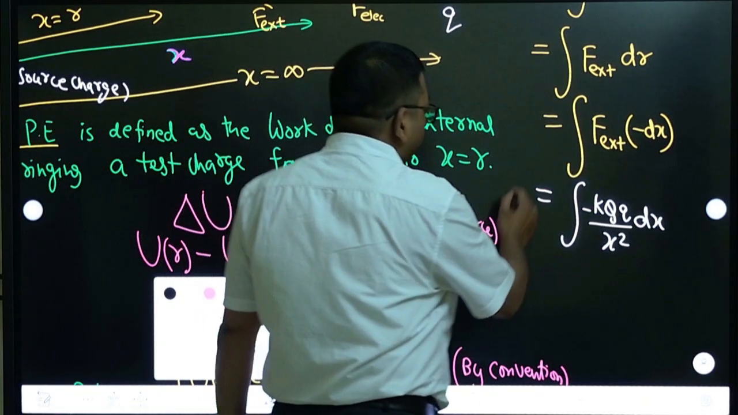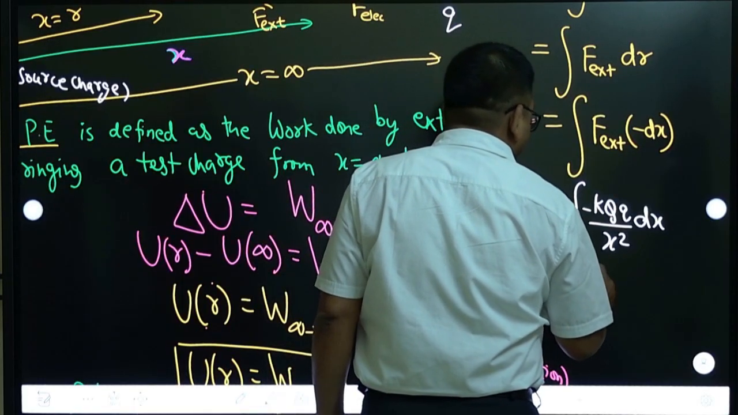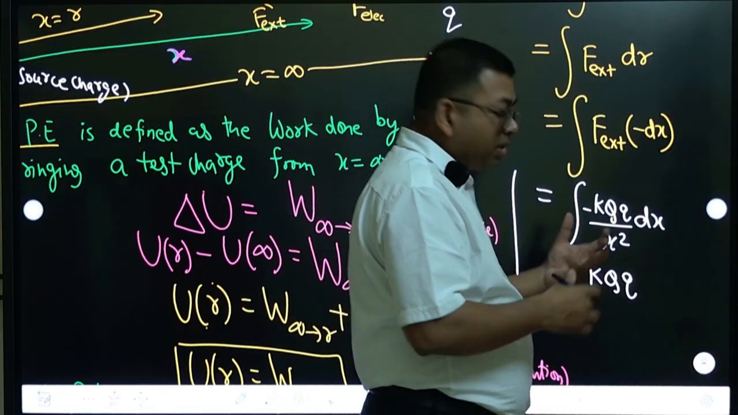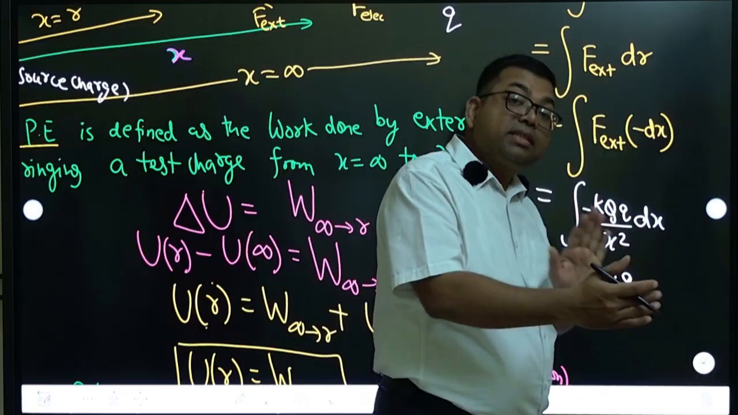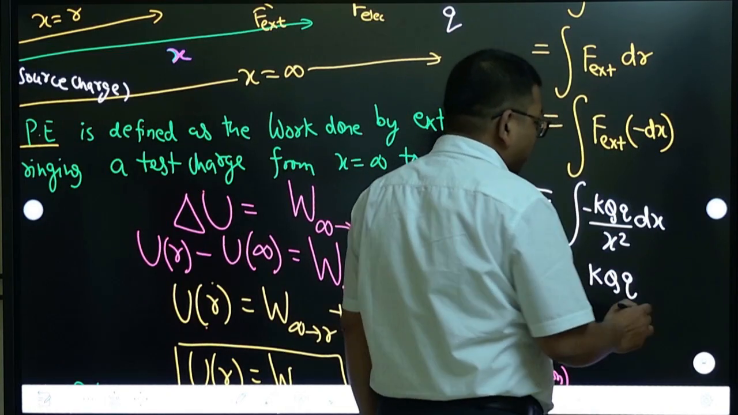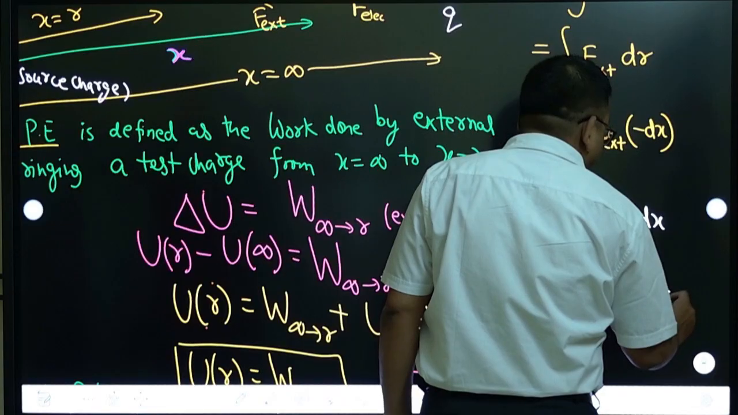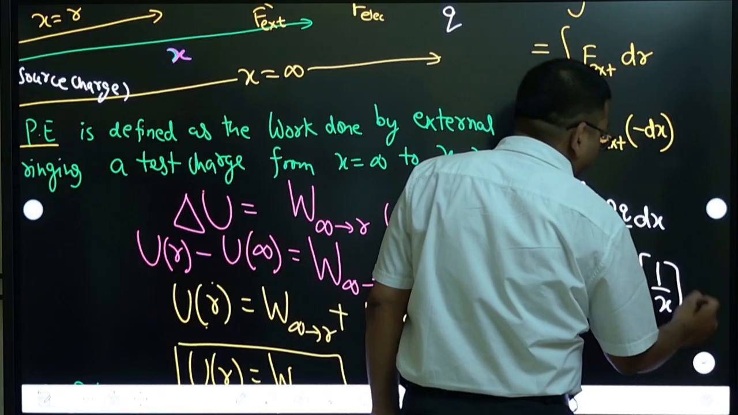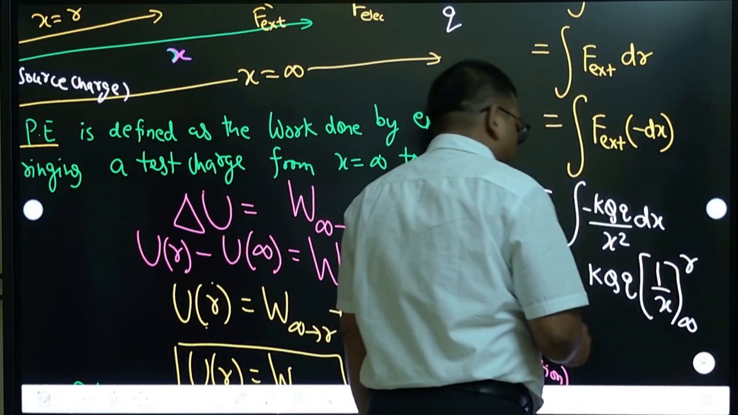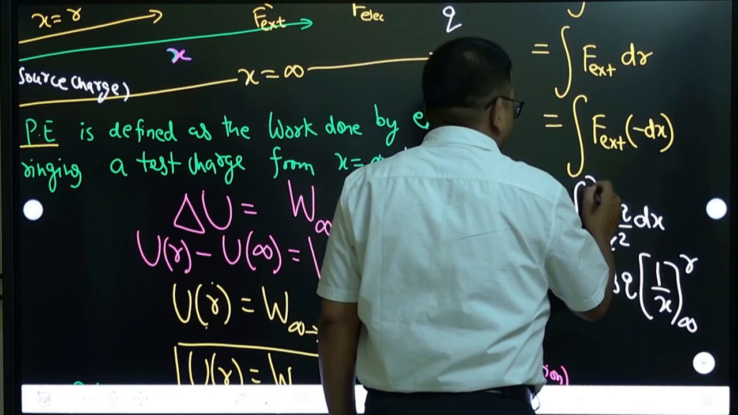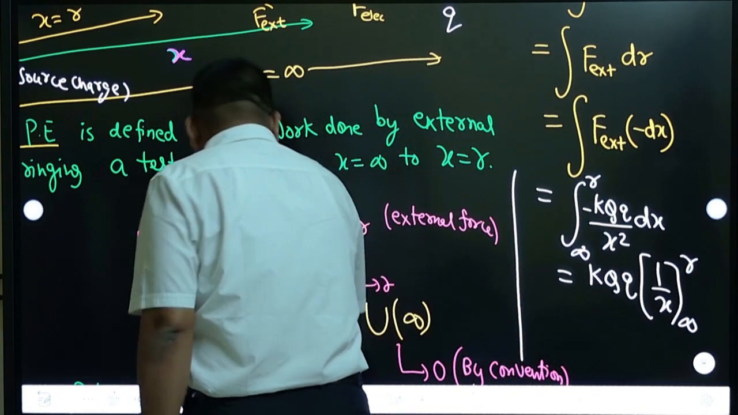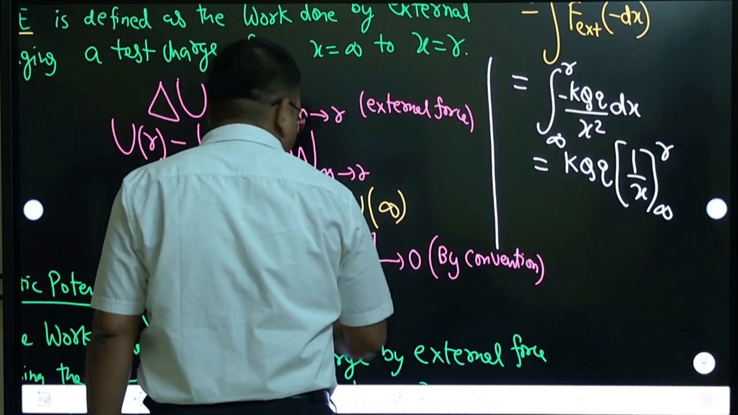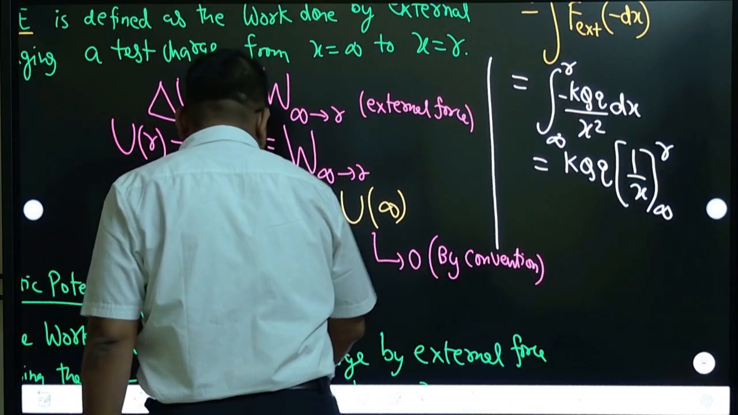When you are doing this, you will get kqq, minus is there, and 1 by x square gives minus 1 by x. This minus and that minus become plus. So you get 1 by x as plus, and then you take the limit. You are taking the limit from infinity to that r, right? Limit is infinity to r. Now after you substitute it, what do you get? You get the formula for work done.